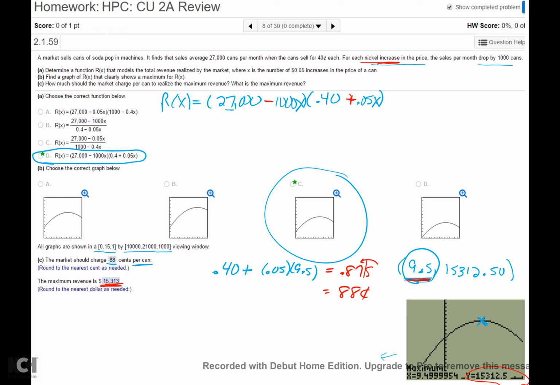As compared to before, I mean, before I raised the price 9.5 times, my profit would have been the 27,000 cans times 40 cents, which was $10,800. And now my revenue is going to be $15,313. So by increasing the price to 88 cents a can, it's going to make people mad. I'm going to sell fewer cans, but I'm going to max out. Now if I raised it any more than that number of times, then my revenue is going to start going down because people aren't going to pay that much money for it.